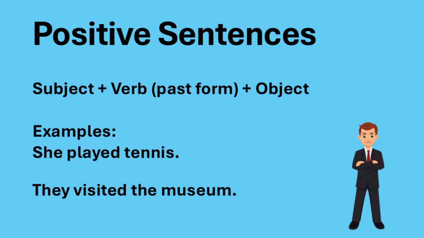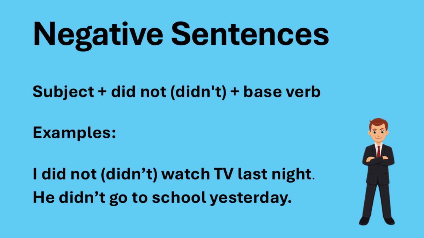In positive sentences, the structure is simple. You put the subject first, then the past form of the verb, and then the object. For example, she played tennis or they visited the museum. Easy, right?